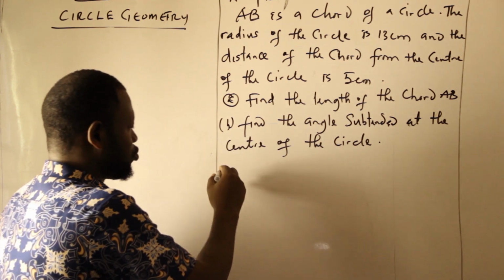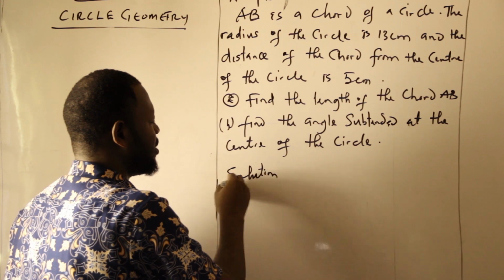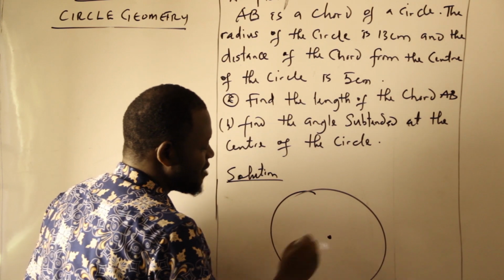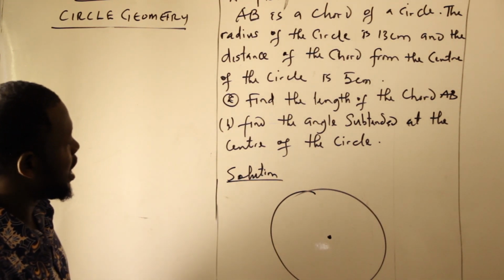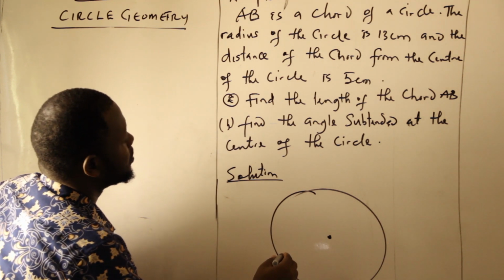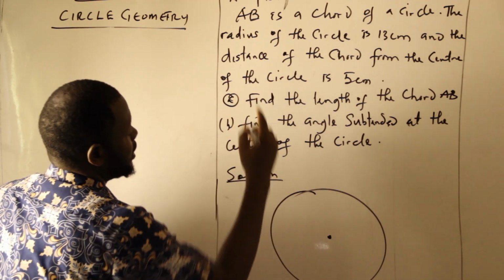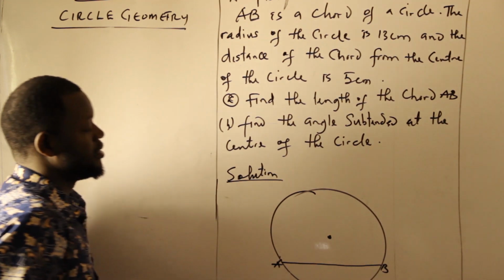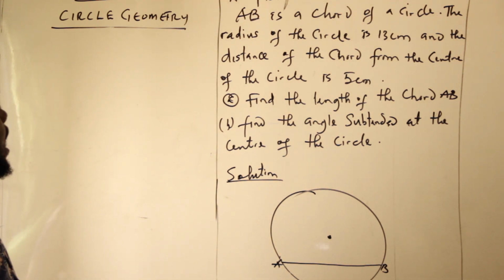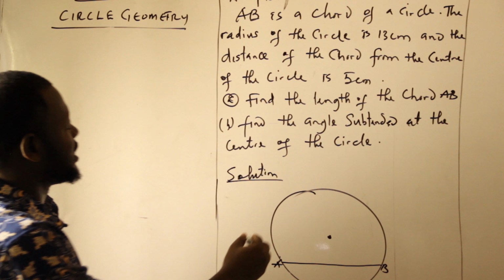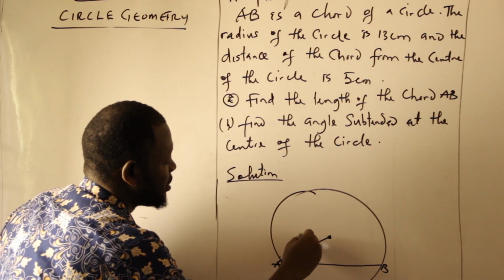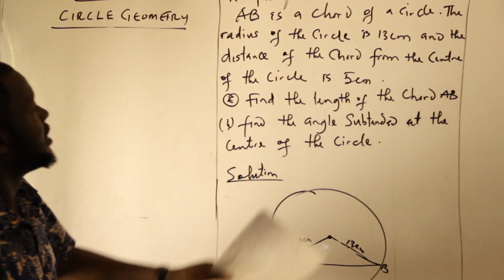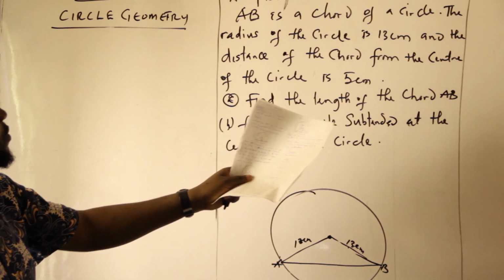Let's see. To solve this, I will need a picture. This is my circle. Of course, I have my center. So from here, I have the chord. My chord AB. Let's say my chord here, A and B. Then I'll have my radius, 13 centimeters. I can as well have my radius here, 13 centimeters.